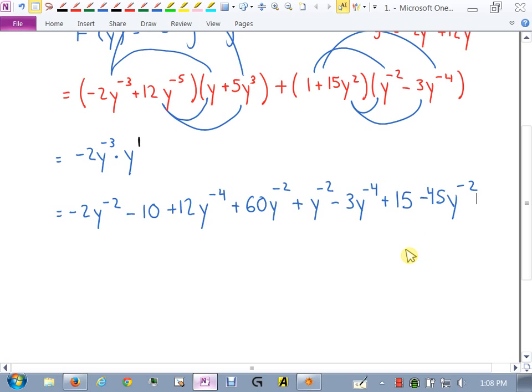All right, so now what we do is collect like terms. Like terms are things that have the same variables raised to the same powers. So I have a y to the negative 2 here, another y to the negative 2 term here, another here, another here. So how many of them are there? Let's see, negative 2, 60, that's 58, and 59, and then, so what is it? Is it 14? Y to the negative 2? So you're just adding all the numbers up in front. 14, y to the negative 2.